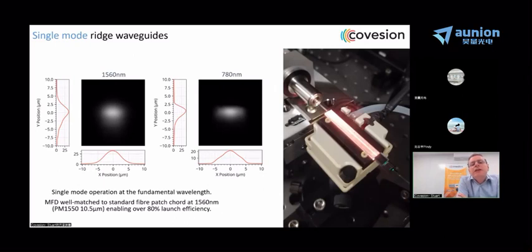You can then see that the 780 nanometer light has a slightly elliptical shape. That's because the waveguide itself is designed for single mode operation at 1560. So you get some elongation of the 780 nanometer light. This means that you do get some additional coupling loss on the output when coupling into a fiber. However, there are things that you can do to improve that, such as using lens coupling into an output fiber or using things like tapered pigtails.